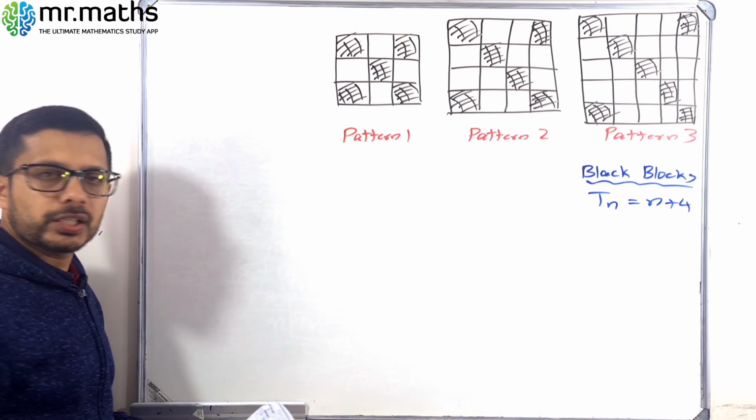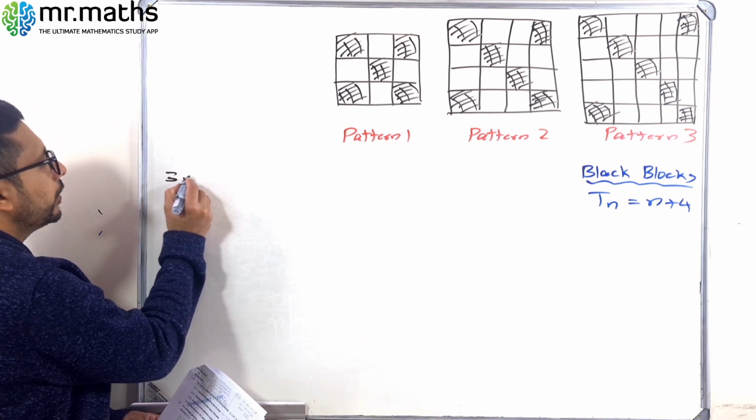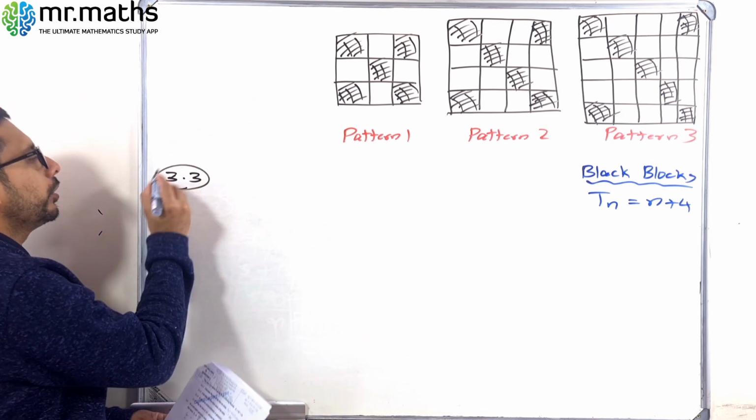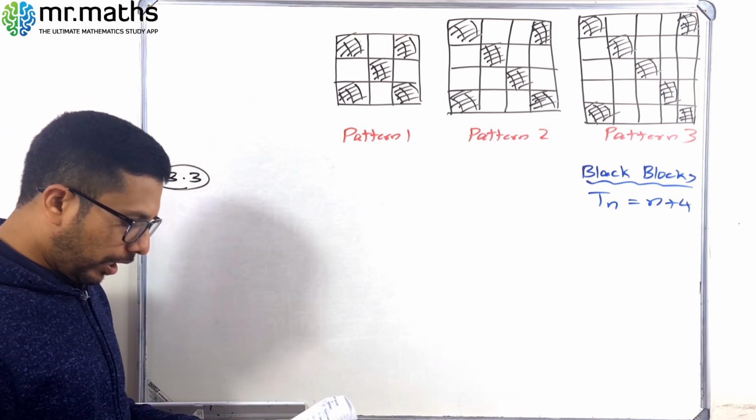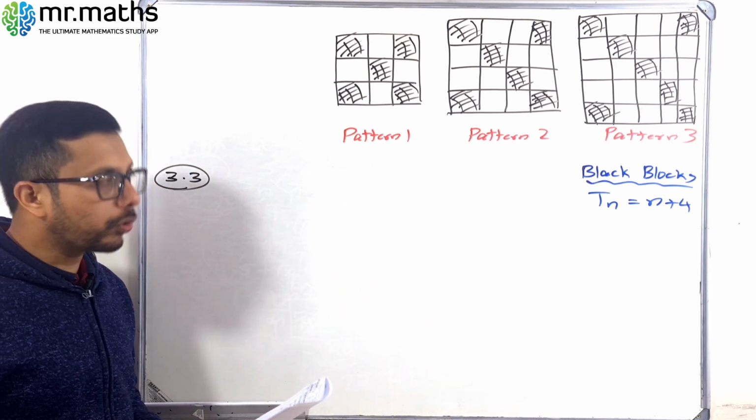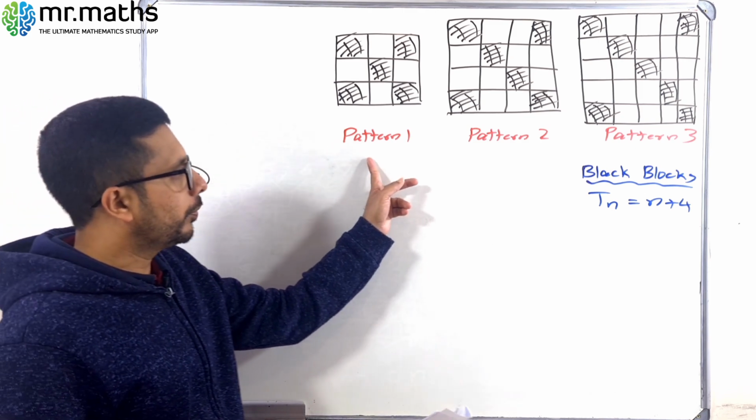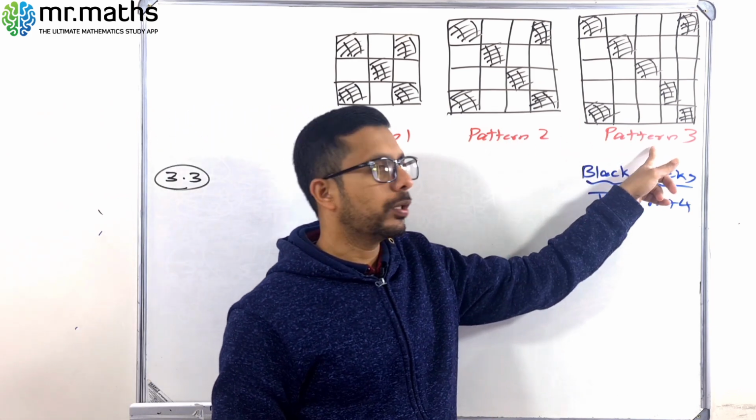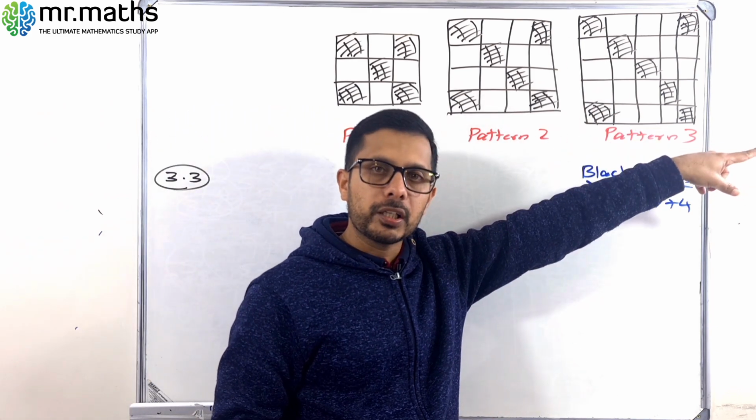Okay, let's move to the next question, question number 3.3. What is that question? How many white blocks will be used to create the fourth pattern? This is pattern number 1, pattern number 2, pattern number 3, and the next one, pattern number 4.